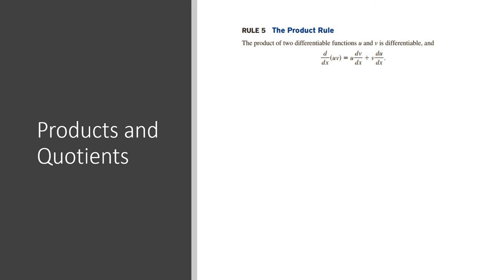Rule number 5 is the product rule. The product of two differentiable functions u and v is differentiable, and d/dx of u times v is equal to u dv/dx plus v du/dx. Basically what this means is that if we have two different functions of x that are multiplied together to form one big function, and we want to find a derivative of that, we're going to have to take the derivative of both of those functions independently. Multiply the derivative of one by the other function and then do the same thing for the other. And that looks a little something like this.